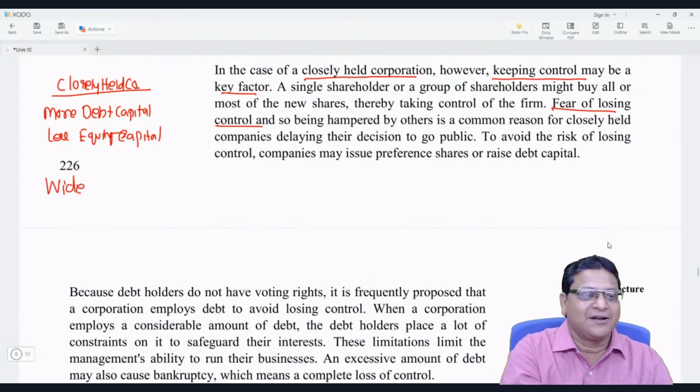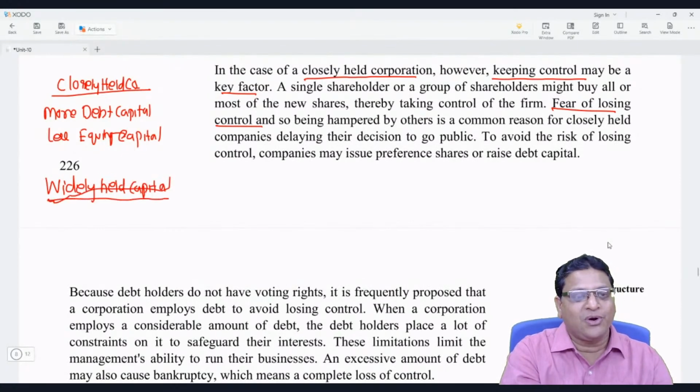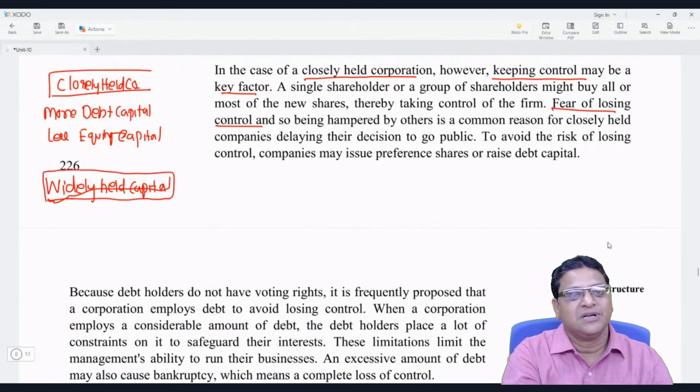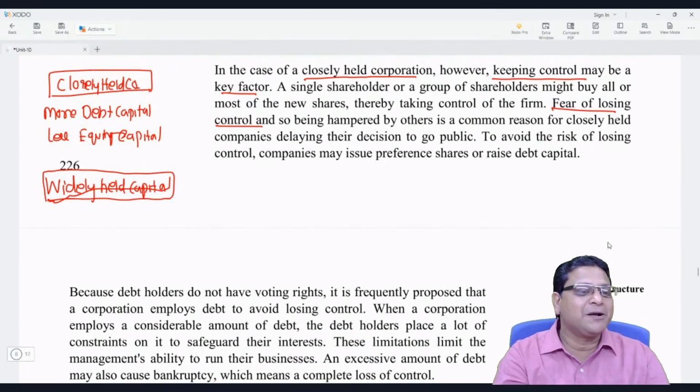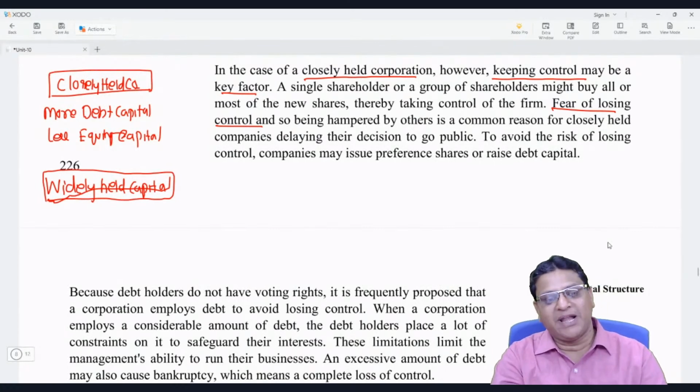What is a widely held company? In case of a widely held company, shareholders are many. The company is not in control of a particular type of shareholders. It's not a family run business. Normally, private companies are closely held and public companies are widely held. Normally. But closely held companies are those where the number of shareholders is few, and widely held companies are those where the number of shareholders is large.